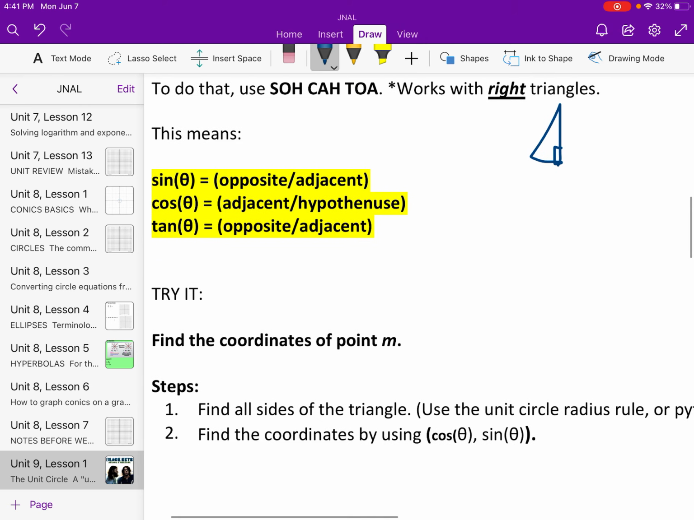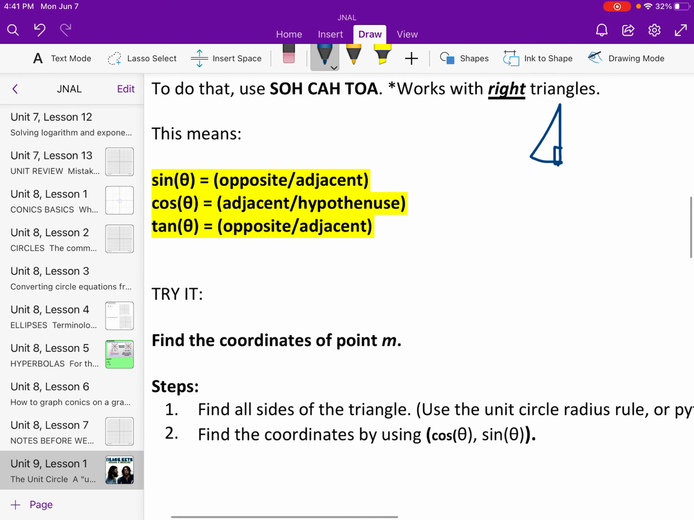SOHCAHTOA is something to help you remember it, because SOH and then CAH TOA. And what are the hypotenuse, adjacent, and opposite sides? So if we have a right triangle, well, we always know what the hypotenuse is. It's the side that would be the longest, and it's across from the right angle. So this is hypotenuse, or H.